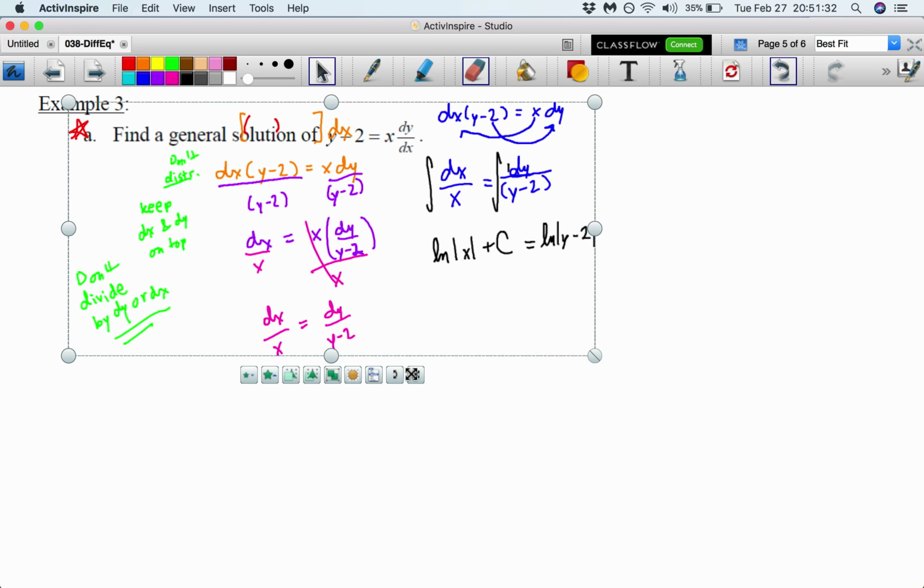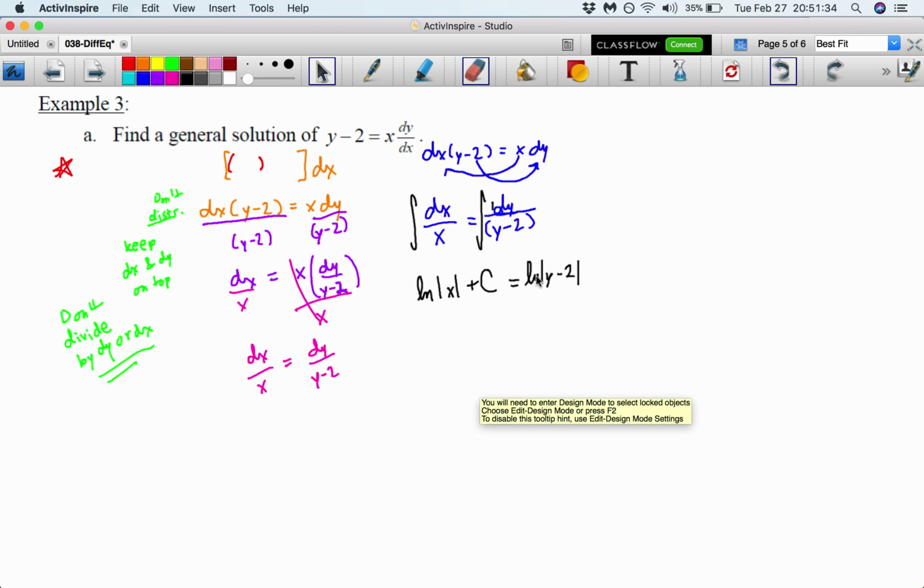Good, all right. Solving for y here is a little more touchy. All right, solving for y, I'm going to put it in exponential form. So solve for y, exponential form.